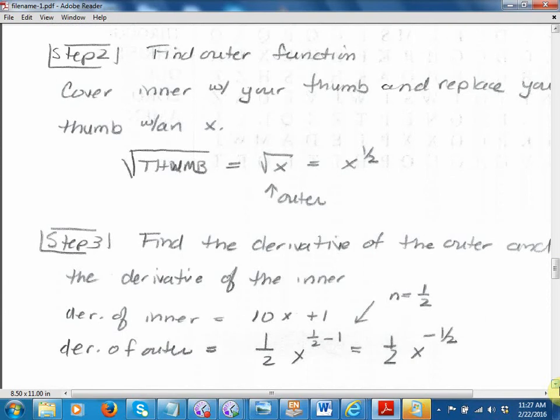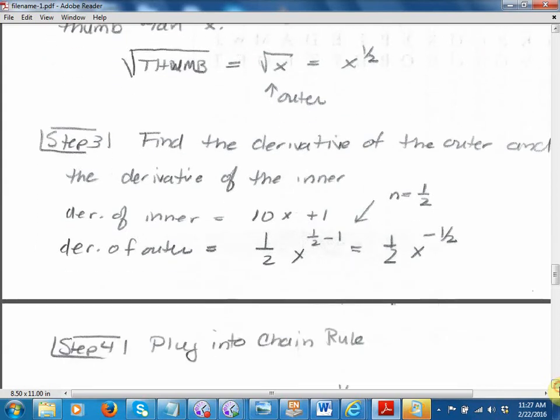Then you just take the pieces of what you need, like all those things that I just said. You need the derivative of the outer and you need the derivative of the inner, so find them. Derivative of the inner is 10x plus 1. Hopefully I did that correctly; I can't see it anymore. And for the derivative of the outer function, I did this really slowly. You're subtracting 1 from a fraction, so 1/2 minus 1 is really 1/2 minus 2/2, which is minus 1/2. So those are the derivative of the inner and the derivative of the outer.